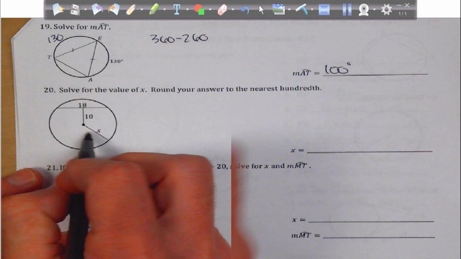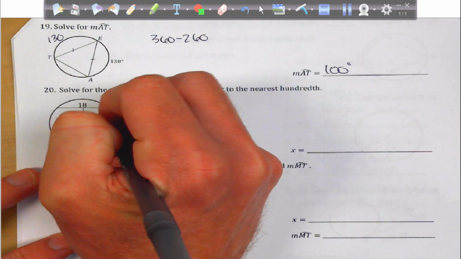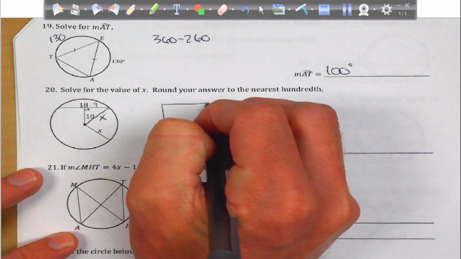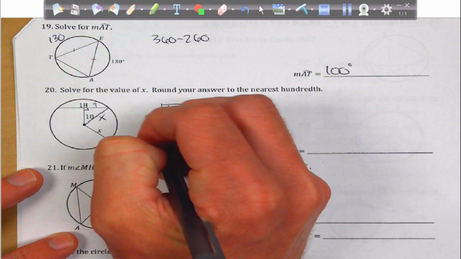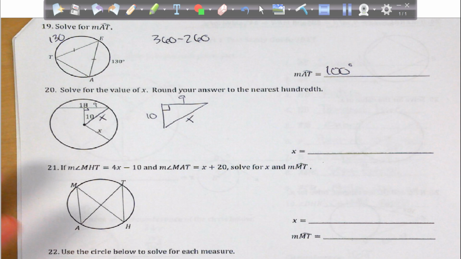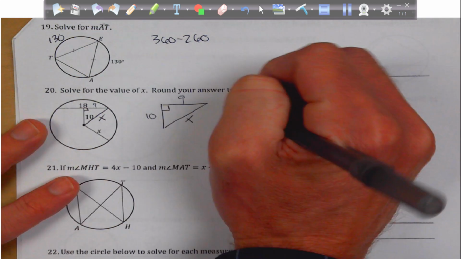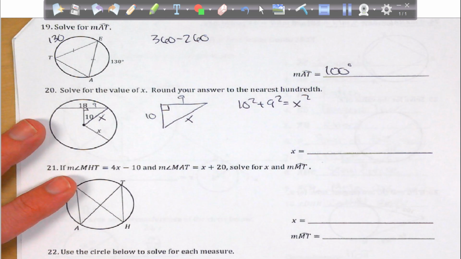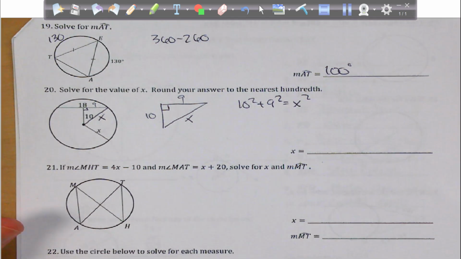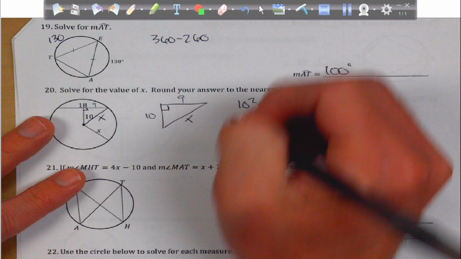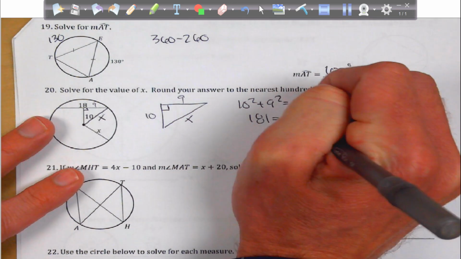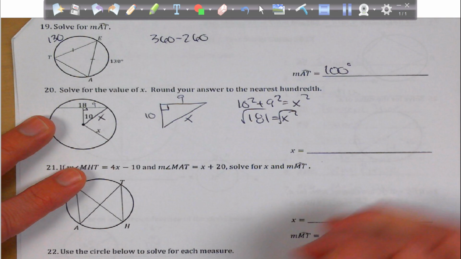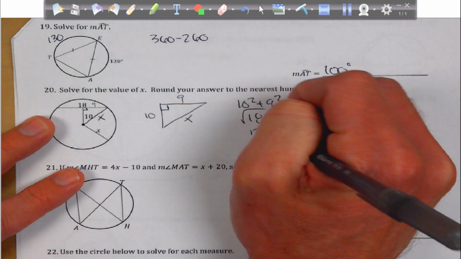Number 20, we saw a lot of this last week in our review. But this is a radius, so we can draw radiuses wherever we want. That's x. This is going to cut that in half to be 9. So essentially I'm looking at a right triangle that looks like this. And the best way to solve that, Pythagorean theorem. So 10 squared plus 9 squared equals x squared, since x is the hypotenuse. 10 squared plus 9 squared, 181 equals x squared, so square root it. And we get x equals about 13.5.